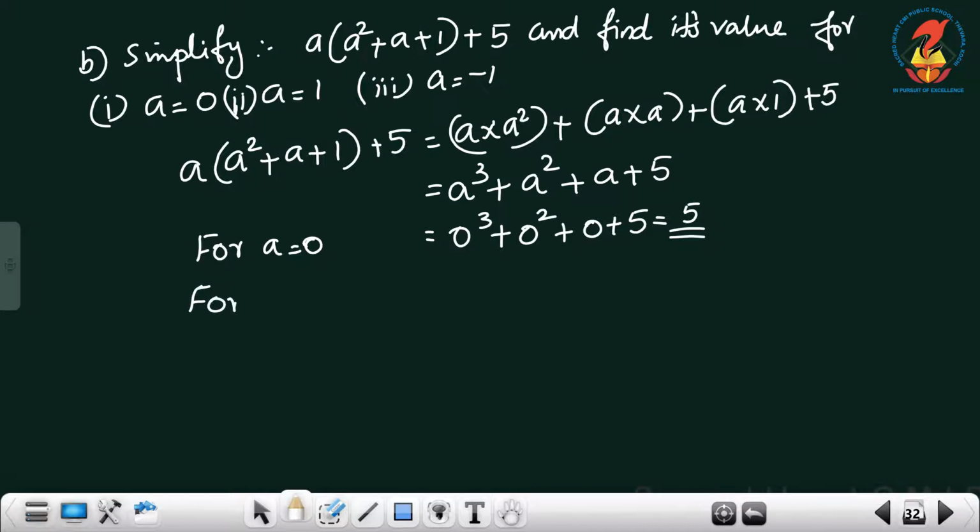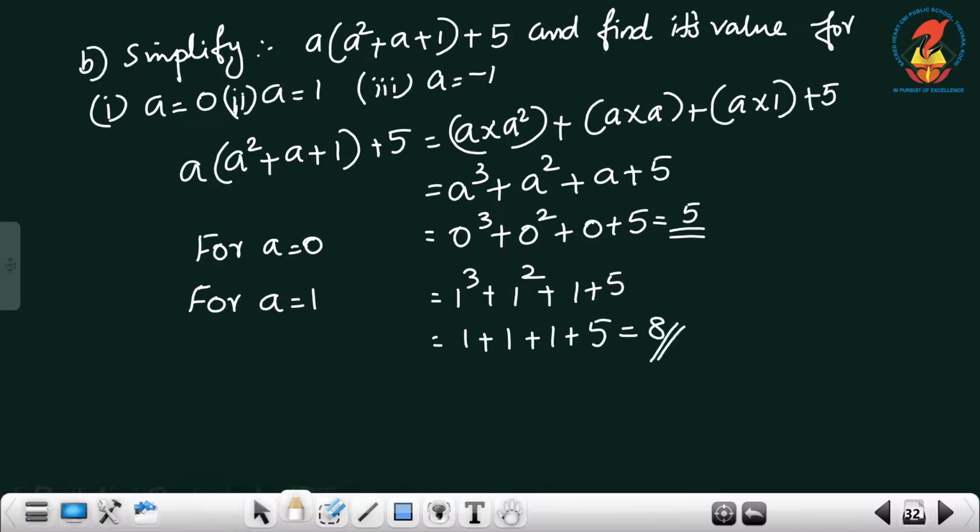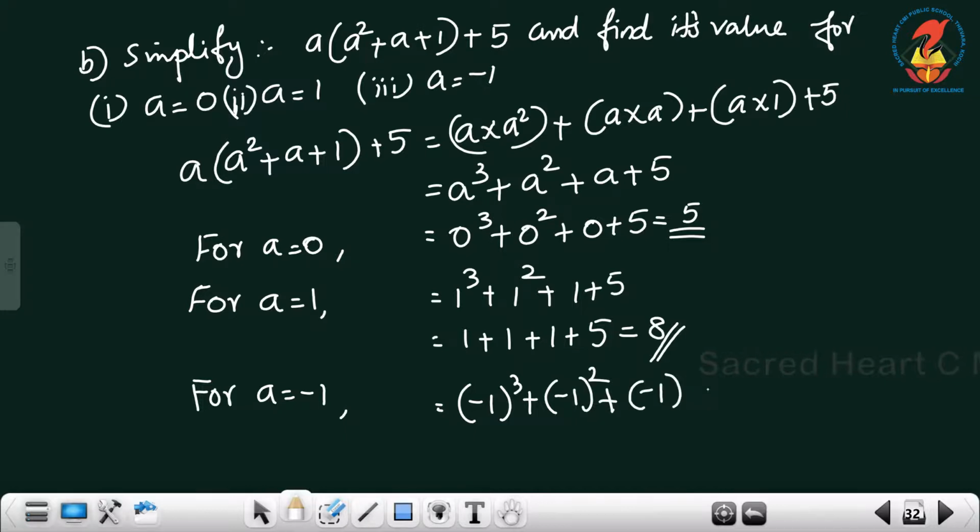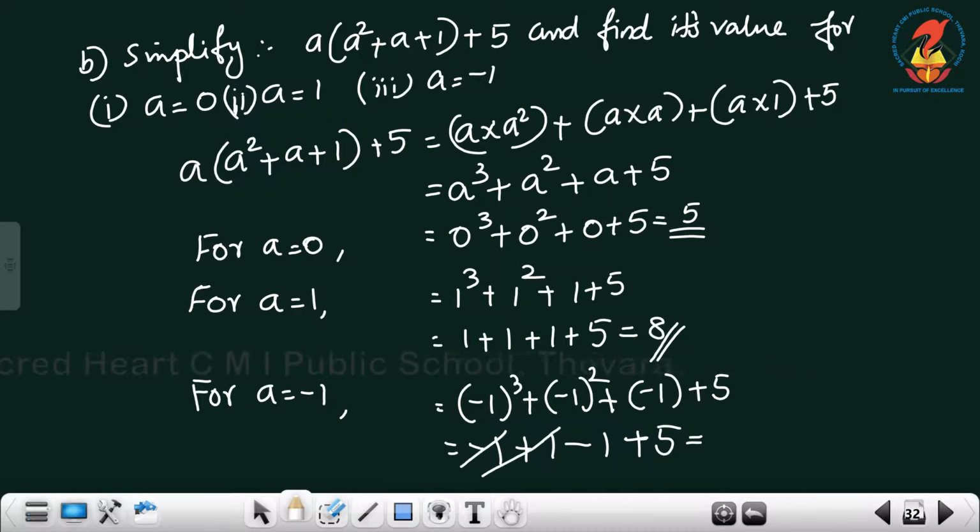Okay. For A equal to 1, in the place of A you substitute 1, 1 cube plus 1 square plus 1 plus 5, equal to 1 plus 1 plus 1 plus 5, equal to 8. For A equal to negative 1, negative 1 whole cube plus negative 1 whole square plus negative 1 plus 5. Negative 1 whole cube is equal to negative 1, negative 1 into negative 1 into negative 1 equal to negative 1, plus 1 minus 1 plus 5. Negative 1 and positive 1, 0. Negative 1 plus 5 equal to 4.